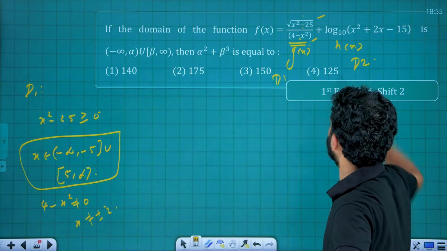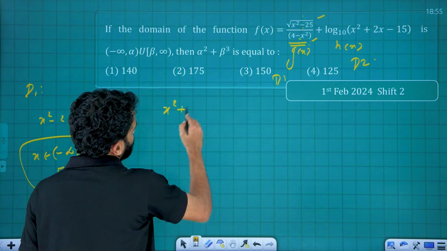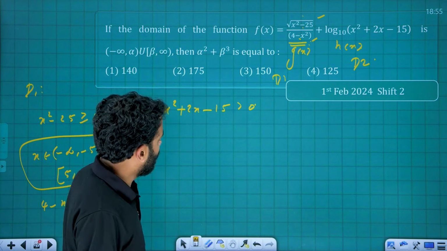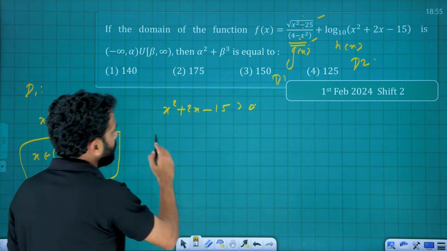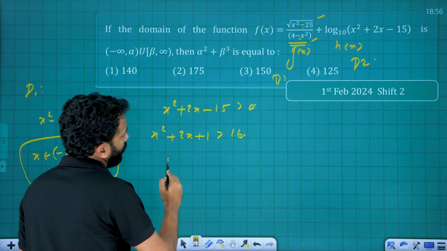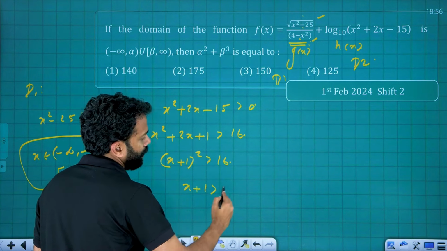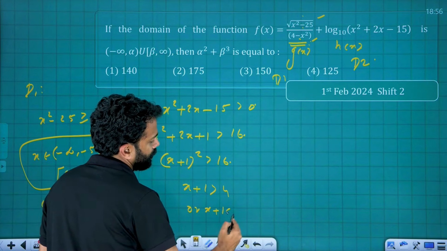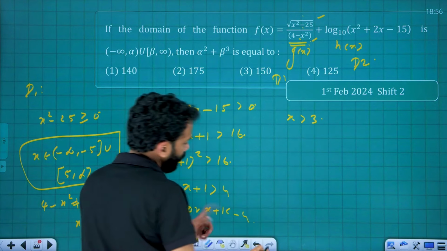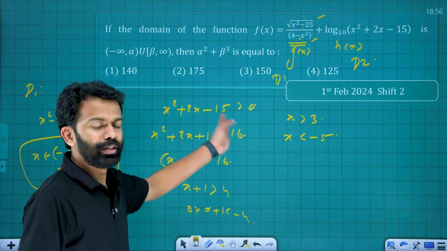Next one. In here, the value should be greater than 0. That is x square plus 2x minus 15 should be greater than 0. One method is that we can convert this partially into a perfect square. That is x square plus 2x plus 1 greater than 16. That is x plus 1 the whole square greater than 16. That is x plus 1 greater than 4 or x plus 1 less than minus 4. If x plus 1 greater than 4, then x is greater than 3. Here x is less than minus 5. And we need to consider the common region.